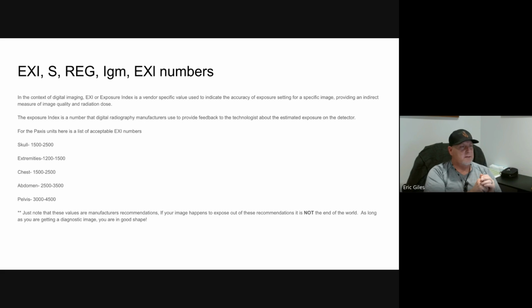Anyway, just know what that is. You don't have to memorize these or anything. And just know that these are manufacturer's recommendations. If your image that you expose doesn't fall between those two parameters, it's not the end of the world, okay? If your image looks good, or you can post-process that image to look good, it's going to be okay. All right, but do pay attention to those. Kind of see where you're at, and most of our techniques are going to be pretty close. So, okay.